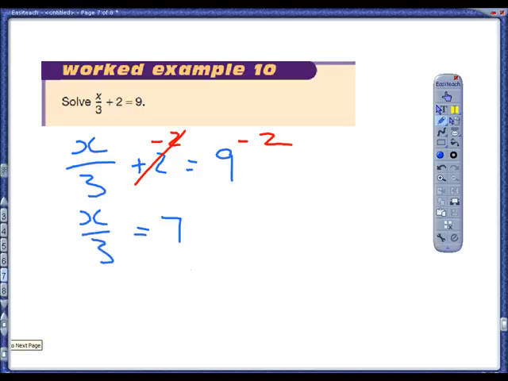And the last step here is just to get x by itself, I need to multiply by 3 on both sides, and that will get rid of the over 3. So x is equal to 7 times 3, or 21.